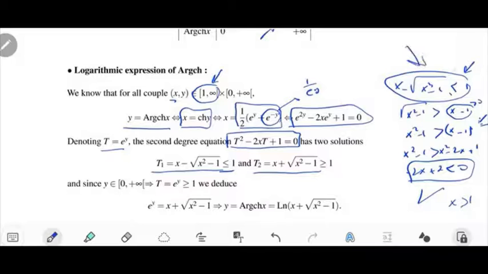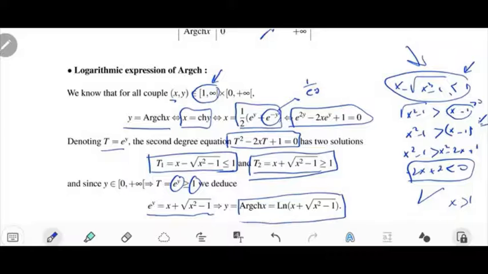So this is true in here, and then t1 is less or equal than 1. So t1 is not acceptable because t should be equal to e^y, which is greater than 1. Then it's the t2 that we are taking because it can have values greater than 1. It's also always greater than 1. Then e^y is equal to x plus square root of x² minus 1, which means that argch x is equal to ln of x plus square root of x² minus 1. So this is the logarithmic form that you should know about argch x.